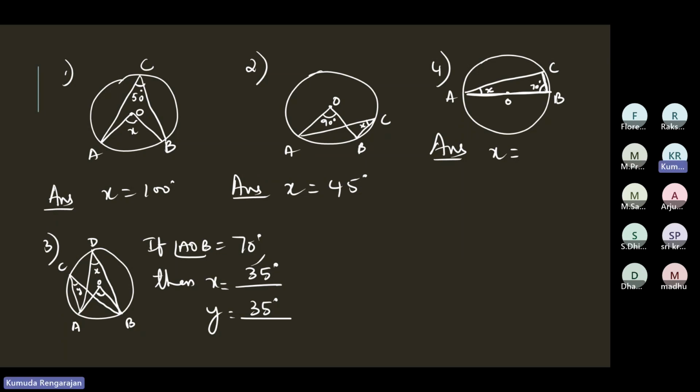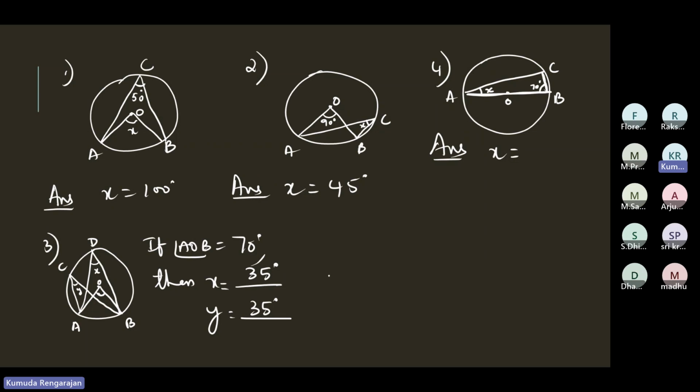70, that is. X is equal to 110. How is it possible, Prajit? I thought straight lines, 180.